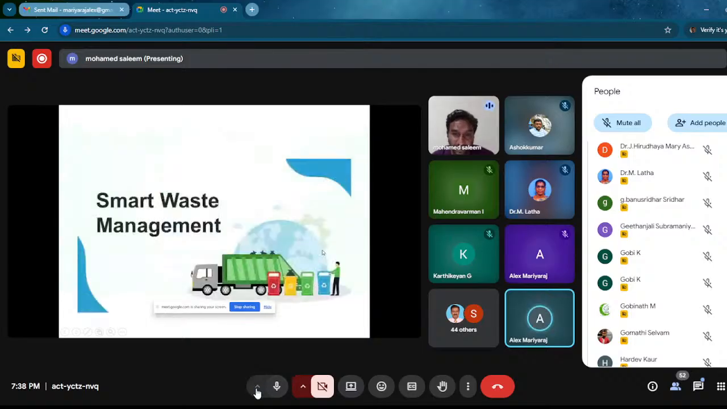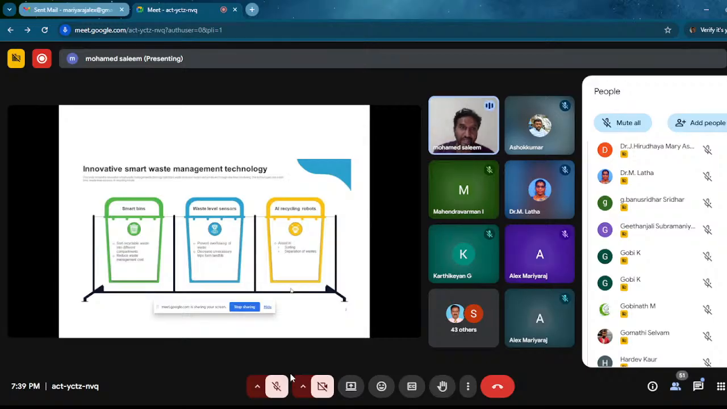So, today we will go through what smart waste management is. Also we will see which countries are using smart waste management, and a few examples of the technology used in smart waste management. First of all, we go to the innovative smart waste management system technology.